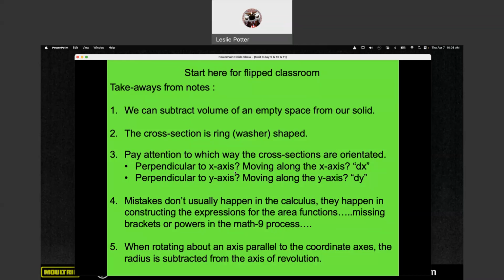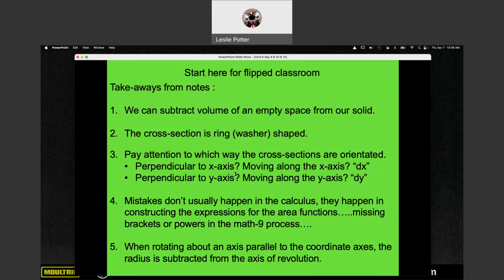And so today's focus is instead of just a single function that's creating a solid, we've got two functions creating this enclosed region, and then we're revolving it around an axis or another line parallel to an axis, and it creates this hole that goes through the center.